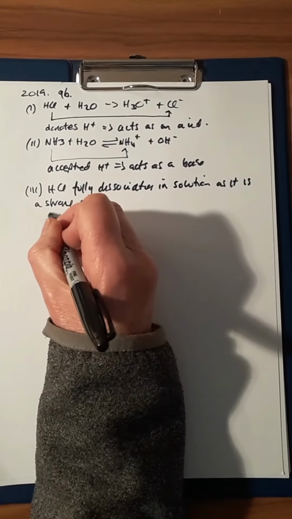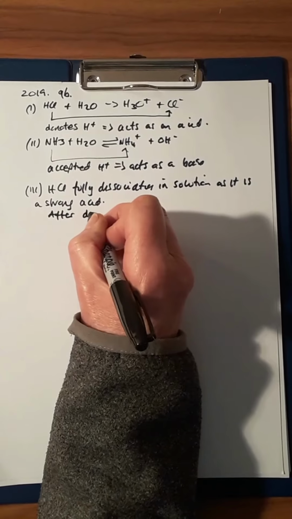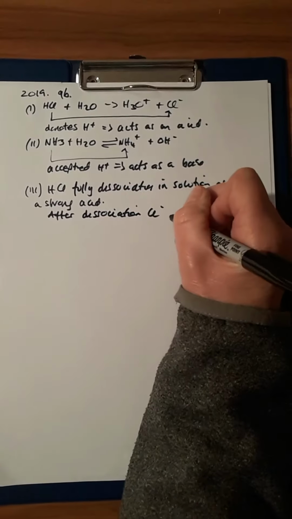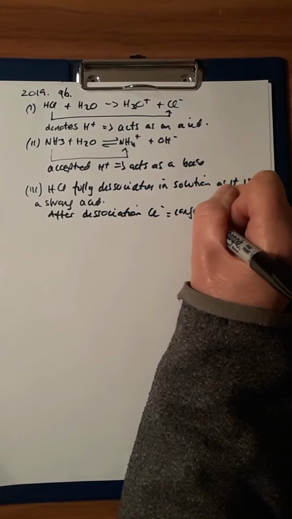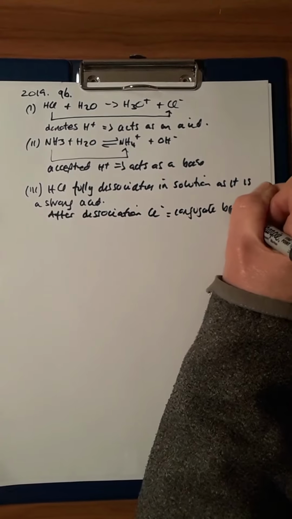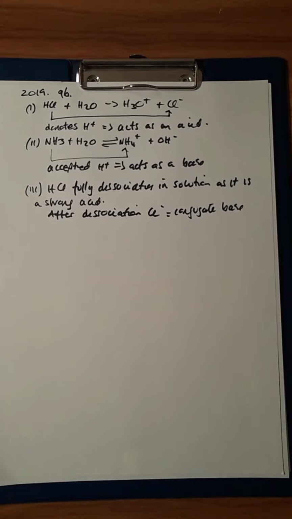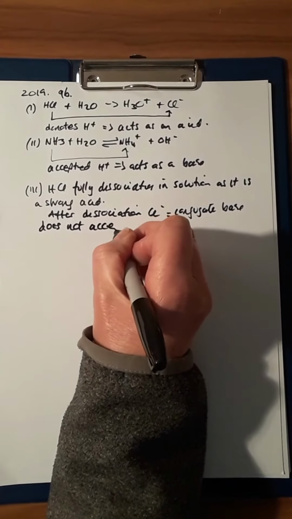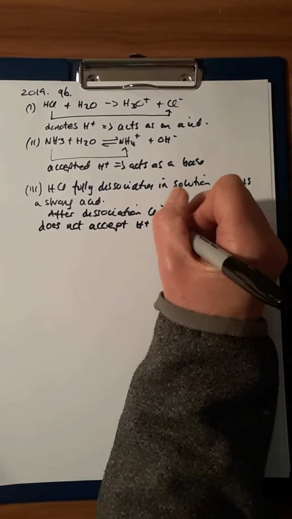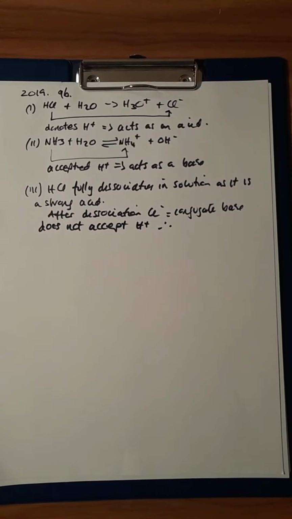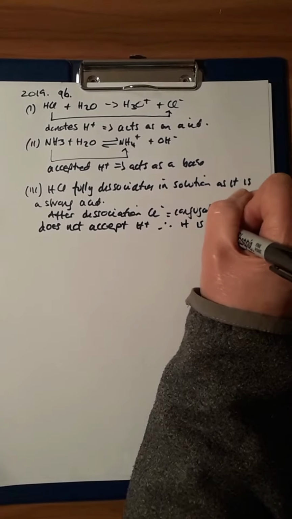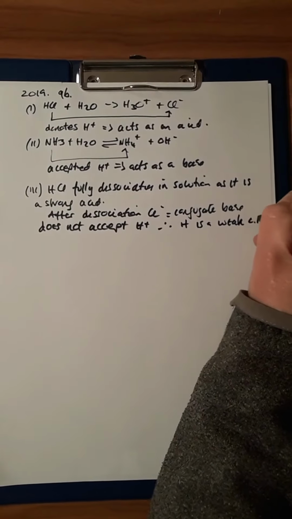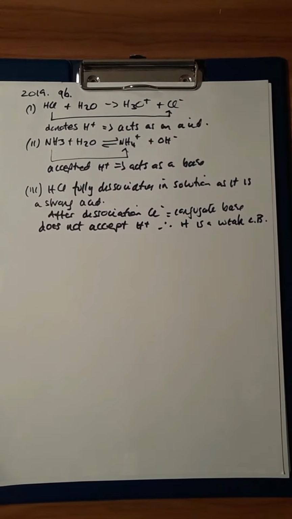Now, after dissociation, the Cl minus, which is now a conjugate base, does not accept H plus again. So it does not accept any H pluses, therefore, it is a weak conjugate base. Okay, that's the third bit.